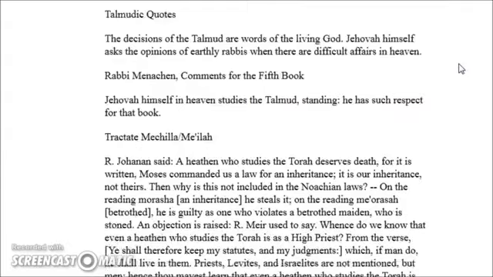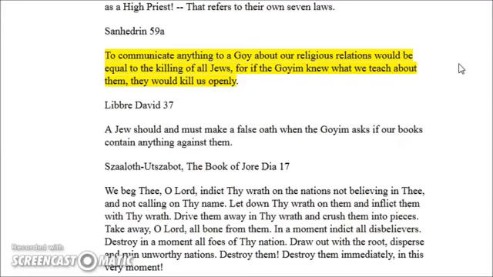We scroll down and we read that to communicate anything to a goy, someone who is non-Jewish, about our religious relations would be equal to killing all Jews, for if the goyim knew what we teach about them, they would kill us openly.